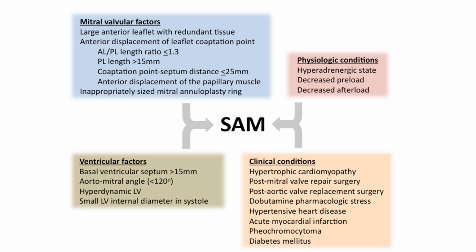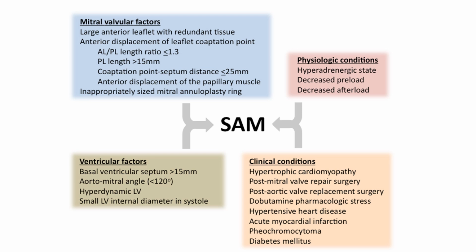There are many risk factors that can lead to SAM and ultimately to LVOT obstruction. One factor is the mitral valvular factor. If you have a large anterior leaflet with redundant tissue, you can also have an anterior displacement of the leaflet coaptation points. That can be because you have different length ratio of the anterior and posterior valve leaflets, or the posterior leaflet length, the coaptation points, or the anterior displacement of the papillary muscle.